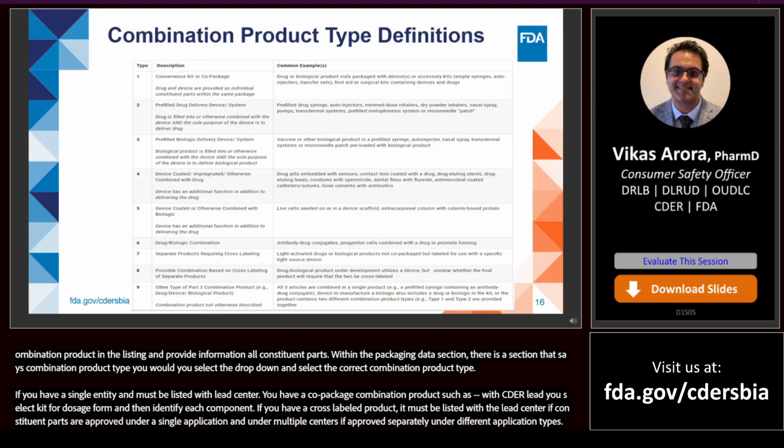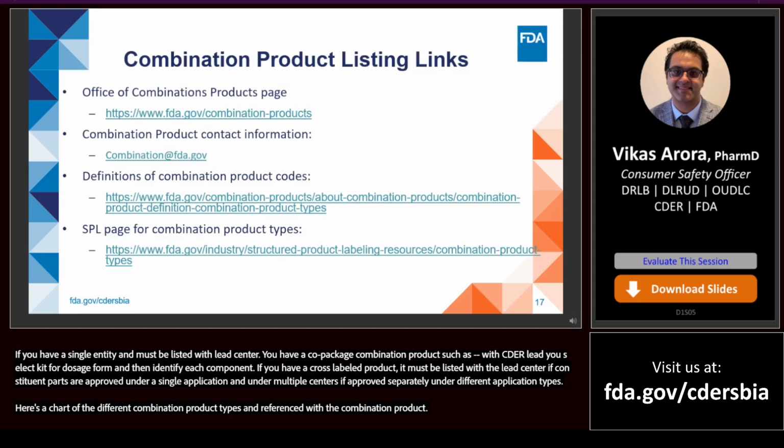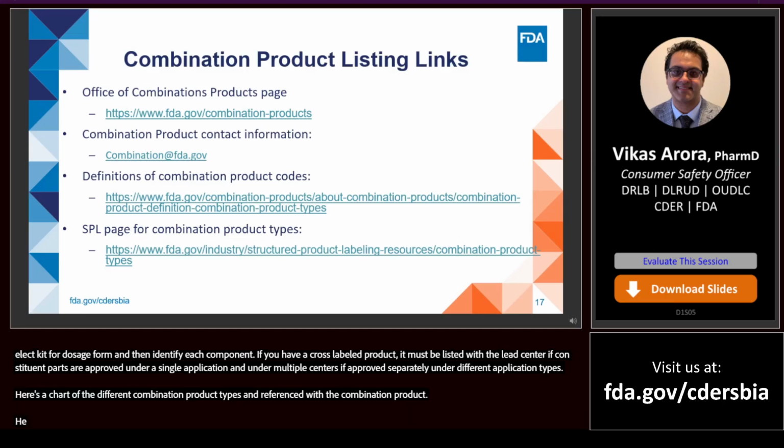Here is a chart of the different combination product types with common examples that can be referenced when listing your combination product. Here are some helpful links that can be utilized when listing your combination product, including the chart referenced in the previous page.